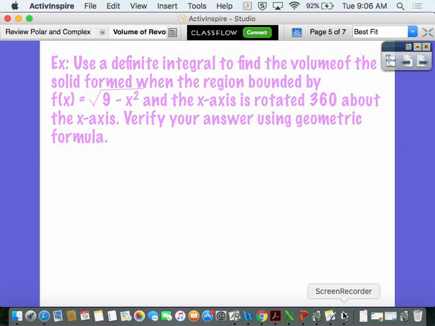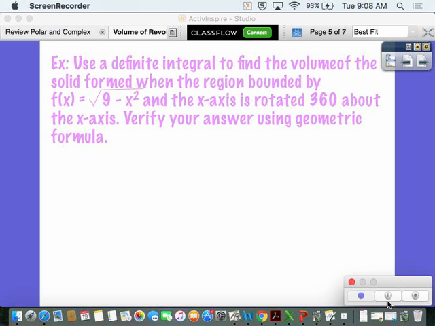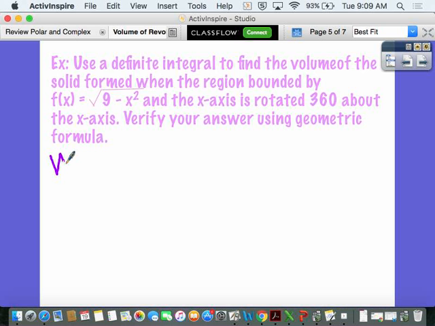Here's the first one. Yes, it is a lot of writing, but we only have 7 pages today. So we're going to use the definite integral to find the volume of the solid formed by the region f of x equals the square root of 9 minus x squared and the x-axis, rotated 360 degrees about the x-axis. So the key thing here is we're going to find the volume that you get by rotating this function about the x-axis. We have our formula for volume, which is pi, the integral from a to b, of our function being squared. That's key. You are squaring your function, and then dx.